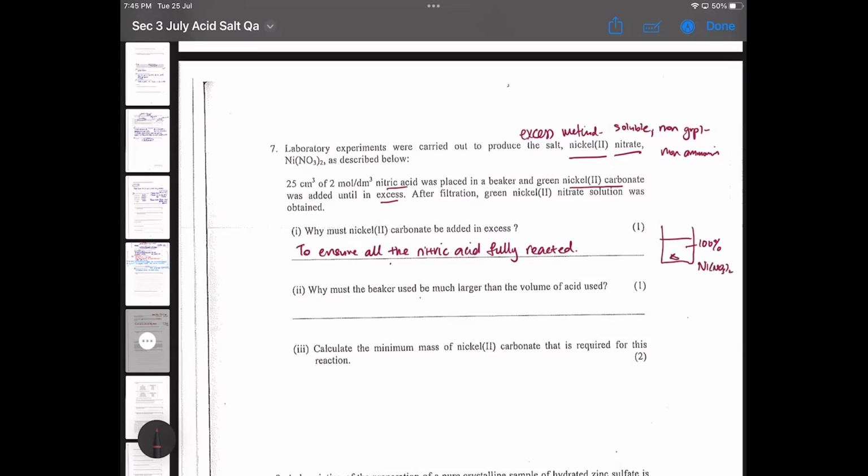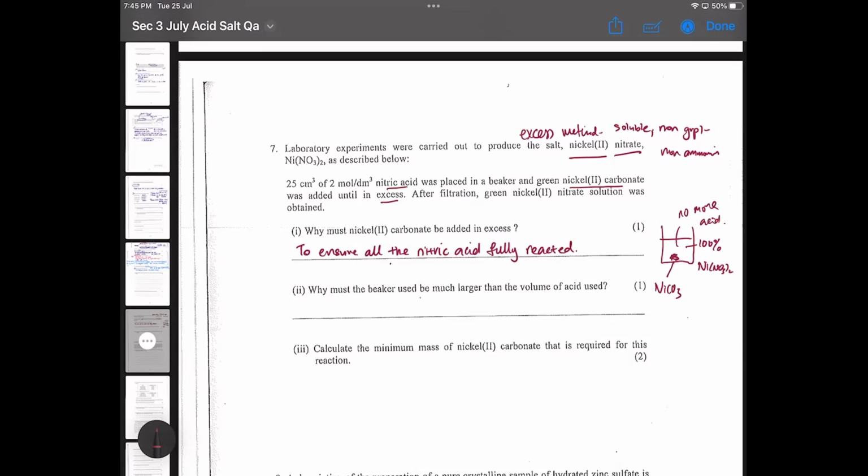And of course, you have all your excess nickel carbonate, which you can remove by filtration easily. So over here, there'll be no more acid. That is always the purpose of adding the excess, to make sure that all the acid is used up.